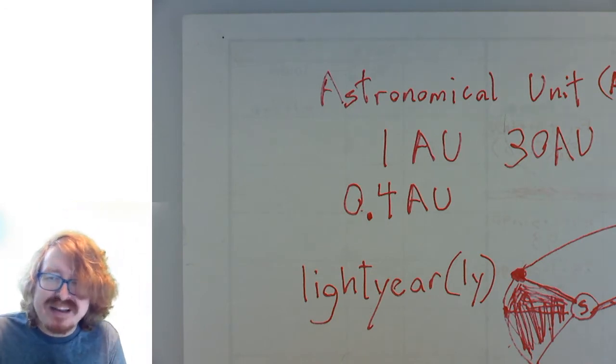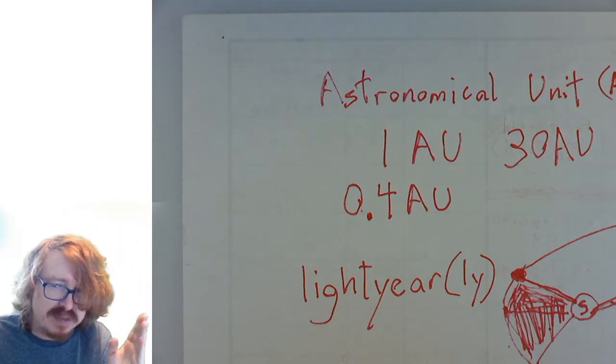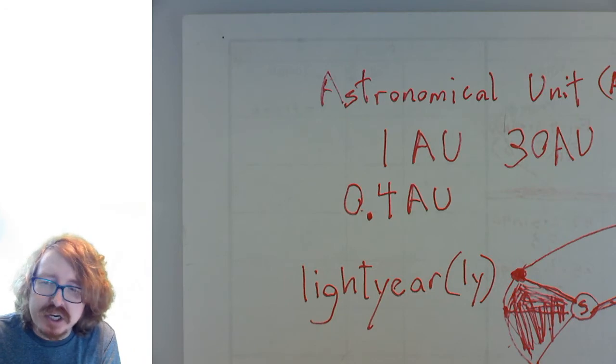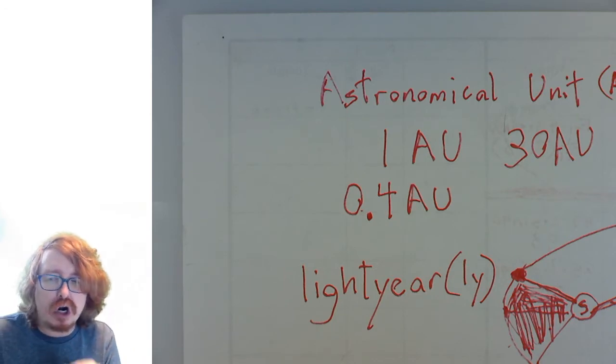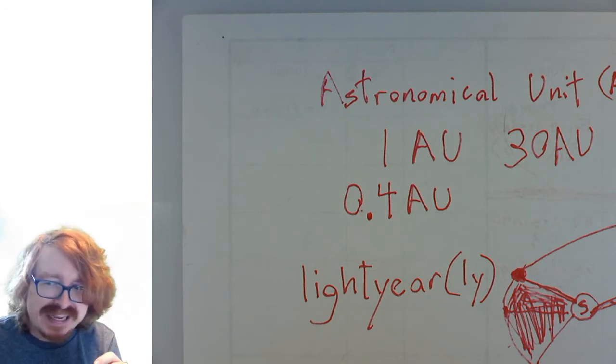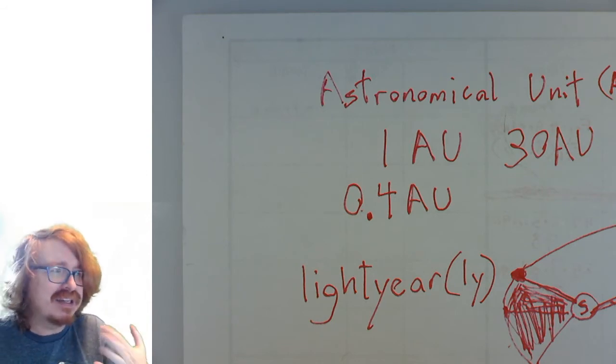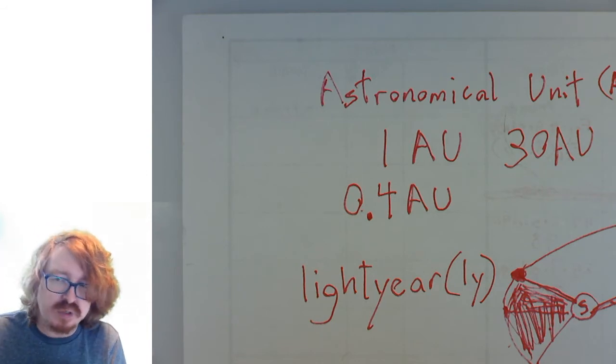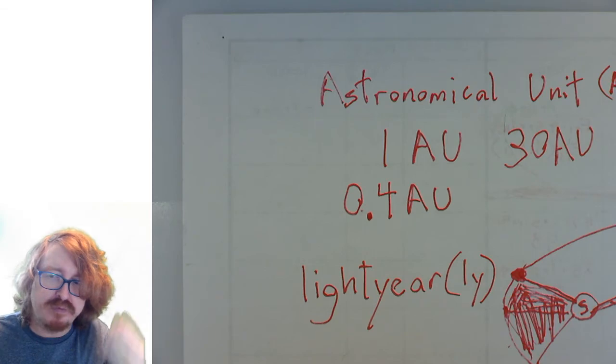Some of you might know that the planets are named after Roman gods, and Mercury is the Roman name for Hermes, the god of speed. So Mercury got its name because it's a very fast-moving planet. It's the fastest moving, right?